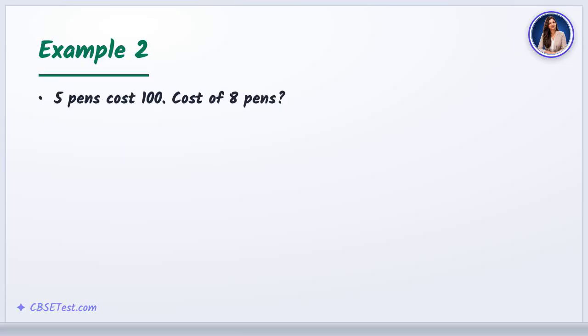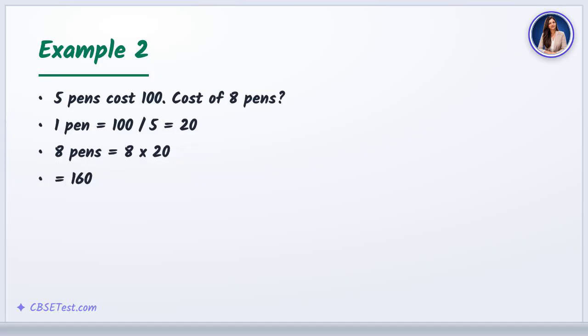5 pens cost 100 rupees. By the unitary method, 1 pen is 20 rupees. So 8 pens cost 8 times 20, 160 rupees.